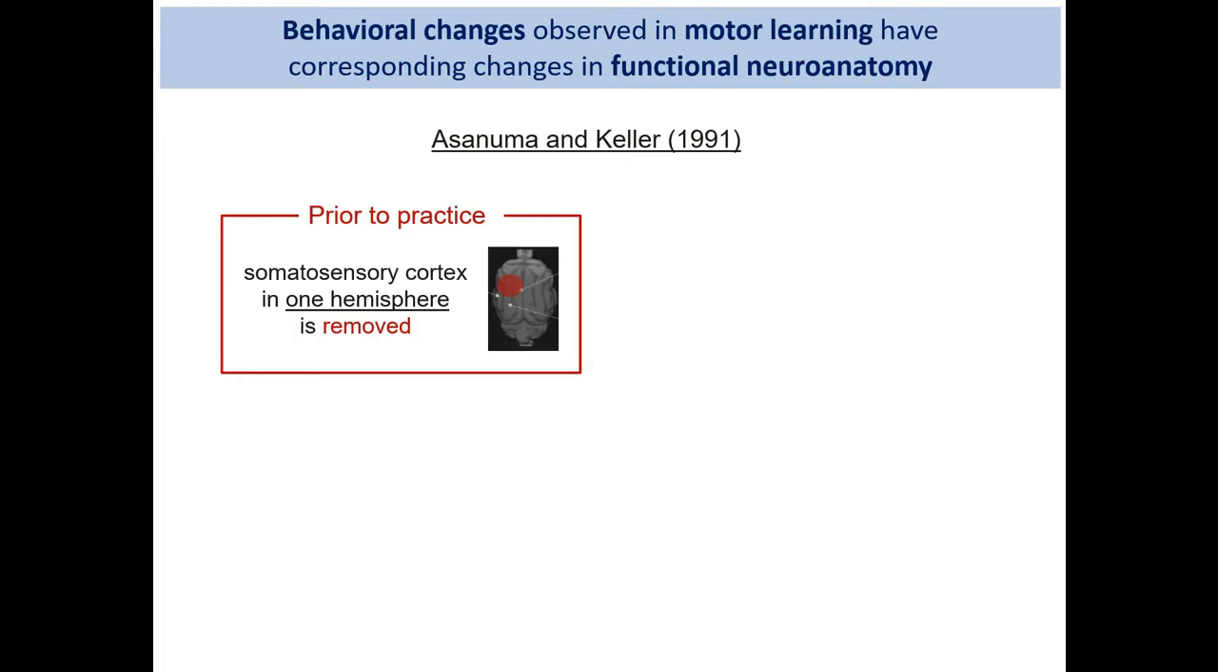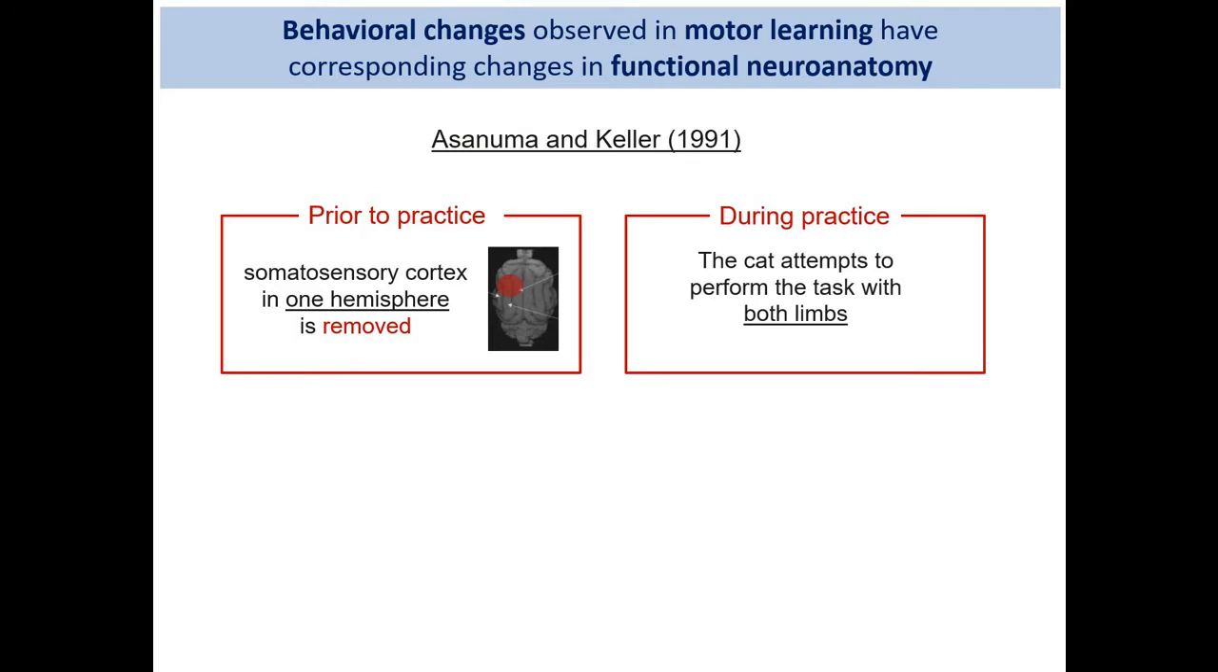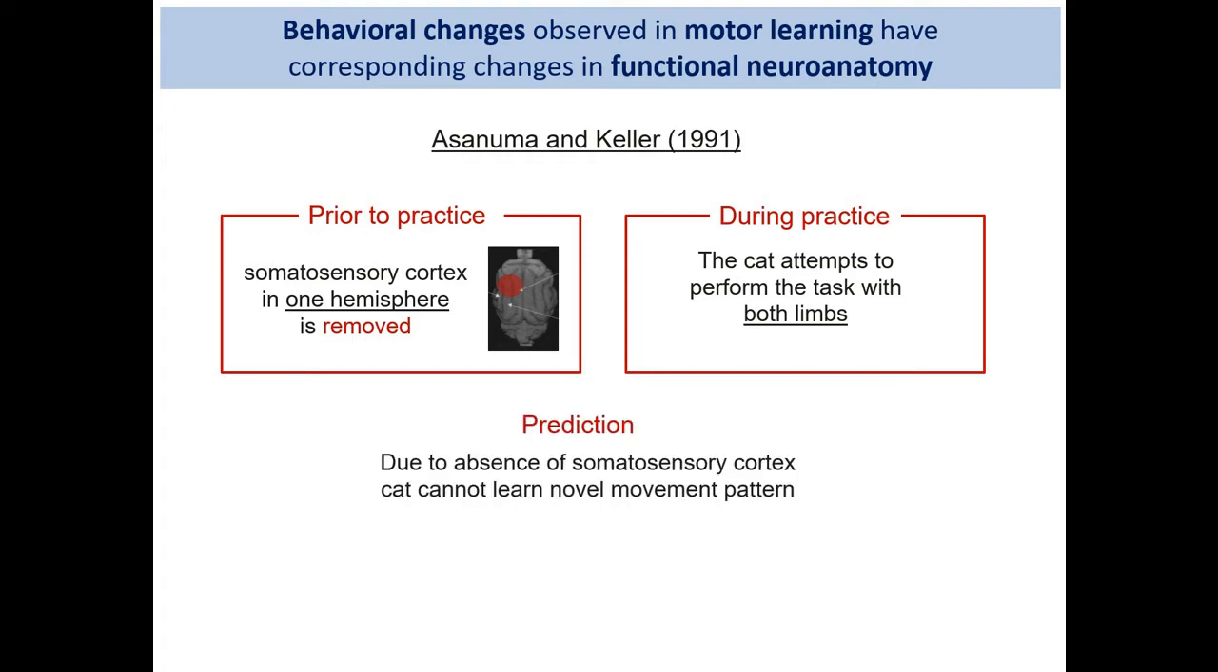To investigate this, the researchers surgically removed the somatosensory cortex in one hemisphere before the cats had any practice at the task. An important detail of this research is that during practice the cat attempts to perform the task with both limbs. This means that we have an impaired limb that will be affected by the removal of the somatosensory cortex from the contralateral hemisphere and an unimpaired limb. Remember, our hypothesis here is that learning a skilled action involves long-term potentiation of specific cells in the motor cortex by specific cells in the somatosensory cortex. The researchers consequently predict that if the somatosensory cortex is removed, then the cat will not be able to learn the novel movement pattern.